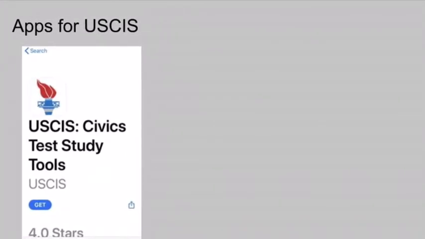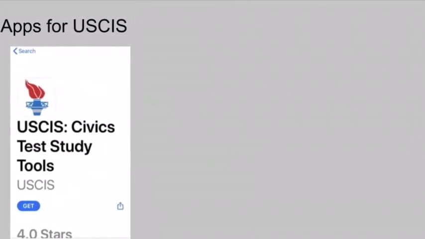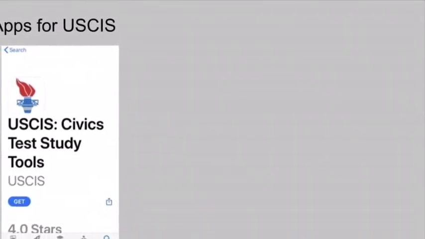We're going to conclude today's lesson with just a quick look at the USCIS app that you can get on any mobile device, whether it's your smartphone or your tablet. It's a free app. You just go to your app store, download it. It has all the questions from the civics portion of the exam. So anytime you find yourself with some downtime, be sure to use that time to study for your exam.